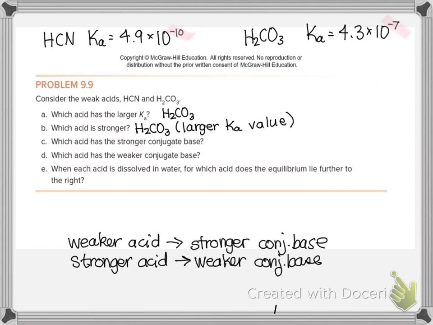So let's see, they want the stronger. So we're looking for the weaker acid. So then HCN would be the weaker of the two. So a weaker acid has a stronger conjugate base. And that means then this letter D is which acid has the weaker conjugate base. It has to be the stronger. So that would be H2CO3.